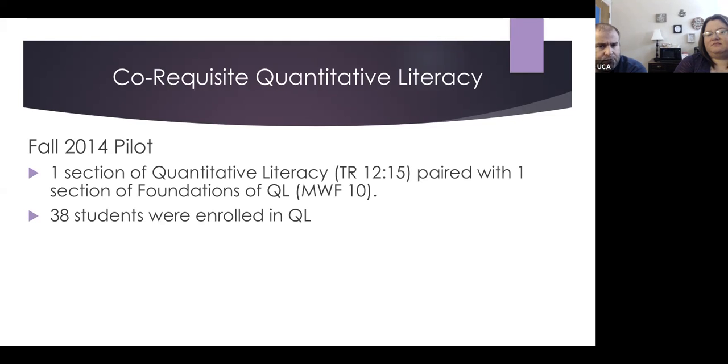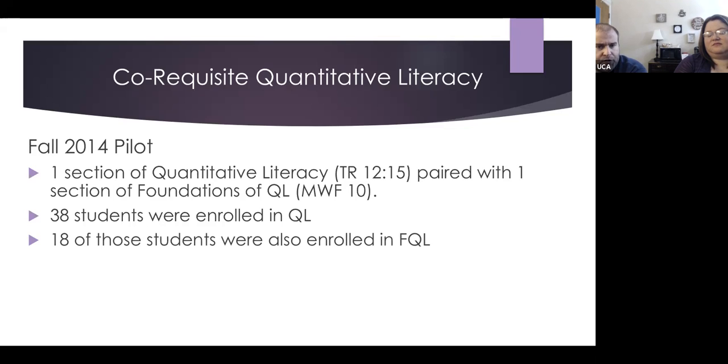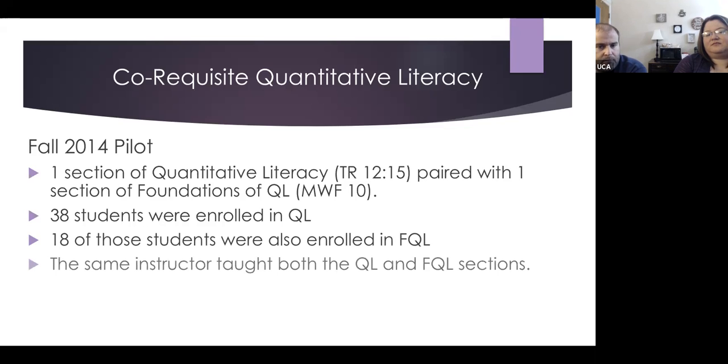We had 38 students enrolled in the QL course, and then just 18 who were enrolled in the foundations piece of that. So that was a commingled approach. We had 20 students then that were non-transitional. The same instructor taught both of those for our pilot. We used the same instructor. And 100% of those students in the foundations course passed the quantitative literacy course.